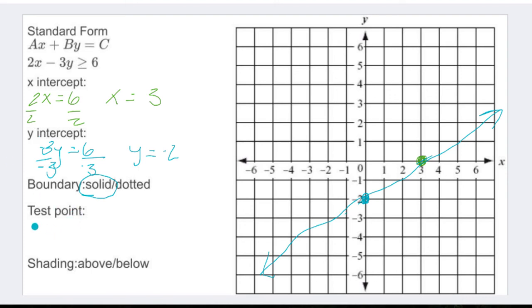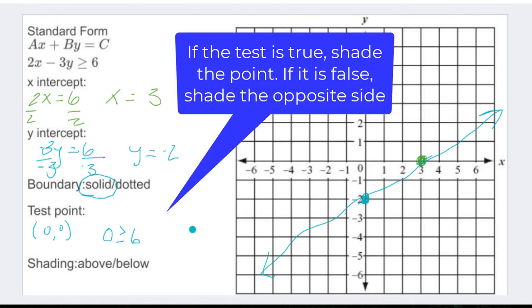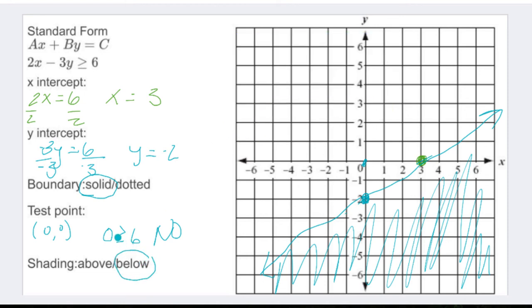Mathematicians are lazy. So when we pick a test point, generally we pick 0, 0, because that makes everything on the left-hand side here 0. So we want to ask, is 0 greater than or equal to 6? No, it is not. It is less. So 0, 0 here is not shaded, so we shade the other side. We shade below. Even though it says greater than or equal to, the test point at the origin is false, so it's not shaded, so we shade below it.